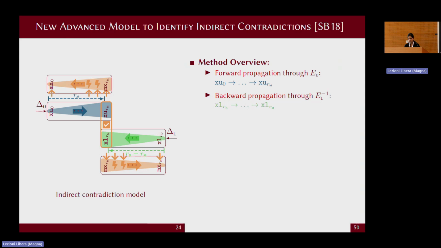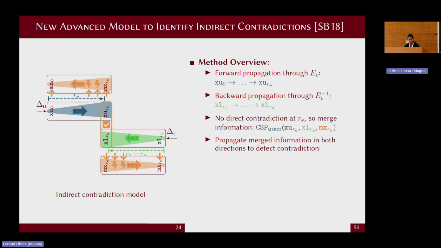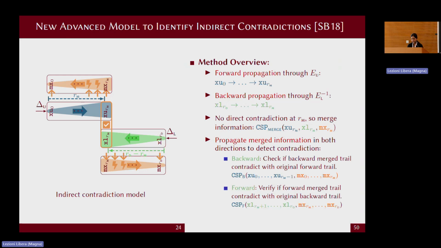First of all, the forward propagation through E_U, as we can see in blue color, is the forward propagation, and the backward propagation is in green color. Suppose there is no direct contradiction in the middle. We merge the information we got from the forward and backward propagations: if X_U^{R_M} and X_L^{R_M} are merged, suppose we get the new information as MX^{R_M}. Then we propagate this merged information in both directions, forward and backward, and try to find a contradiction with the original forward and backward. That means the merged backward propagation is checked for contradiction with the original forward, and the merged forward propagation is checked for contradiction with the original backward. This is the model we have constructed, an advanced model to identify indirect contradictions.